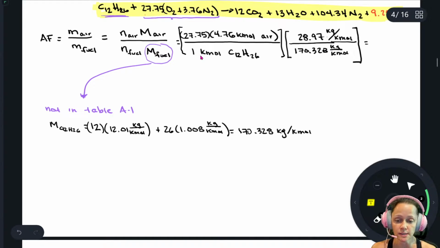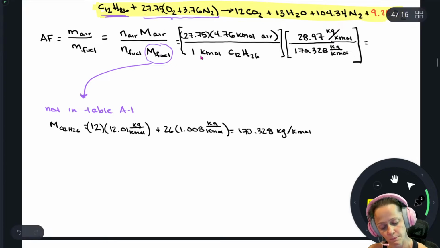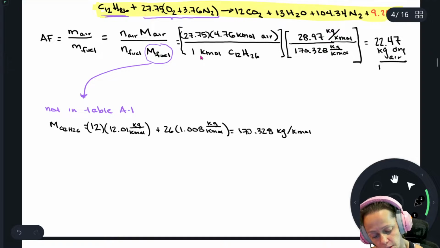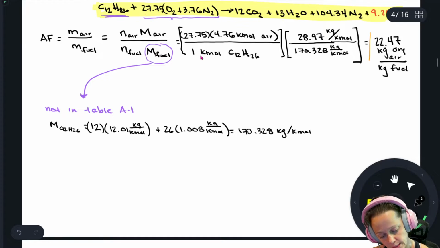And so this ends up being 22.47, and that is kilograms per kilogram. So it's kilograms of dry air per kilogram of your fuel. All right, so I guess that's one of the things that we're supposed to find.